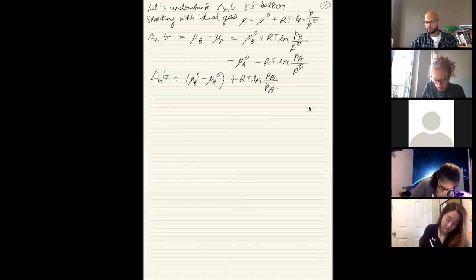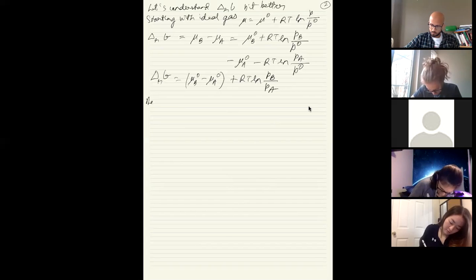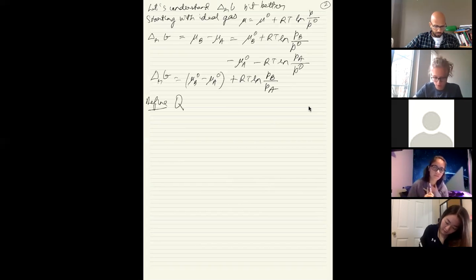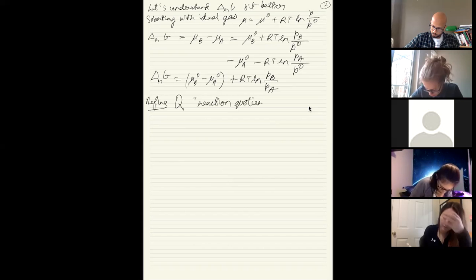Now you can see you have separated out, for an ideal gas, you have been able to write down explicit dependence on pressure and temperature. And that's interesting, that's powerful. You know exactly how it depends on temperature and pressure. So now we define something which is labeled as Q, and it is called the reaction quotient. We are not quite at the equilibrium constant yet. Equilibrium constant is a special value of this reaction quotient.